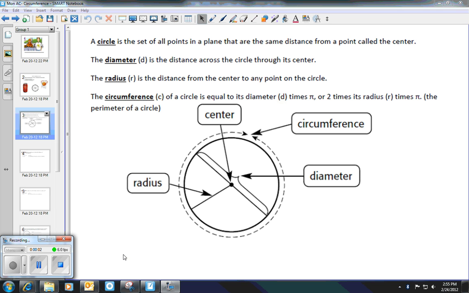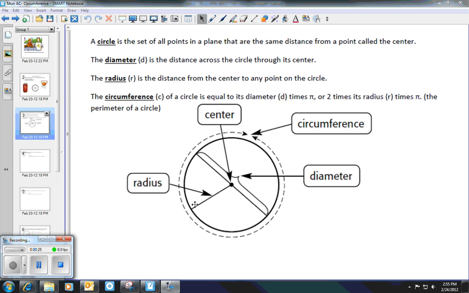Your notes today are on circumference of circles. Let's review a little bit of our circle vocabulary. A circle is a set of all points in a plane that are the same distance from a point called the center. So in other words, here's the point in the center.